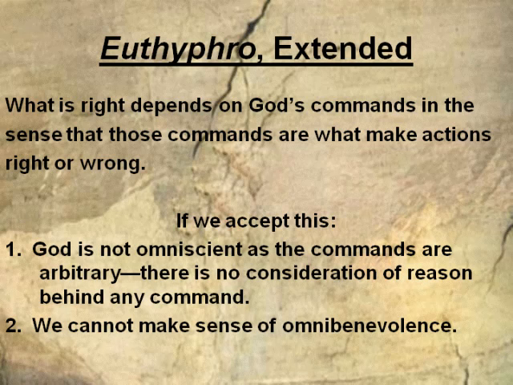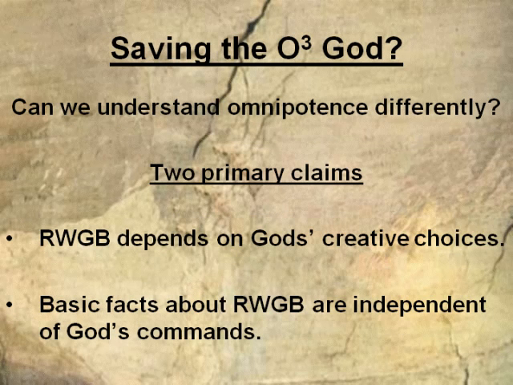So this forces us to ask questions. Can we save this O3 God? Well, one way to do this is to try to maybe understand omnipotence differently. Now, omnipotence, remember, being all-powerful. There are two things we could do. We could say that right, wrong, good, bad depends on God's creativity, on God's choices. Or we could say, perhaps, that basic facts about right or wrong are independent of God's commands.